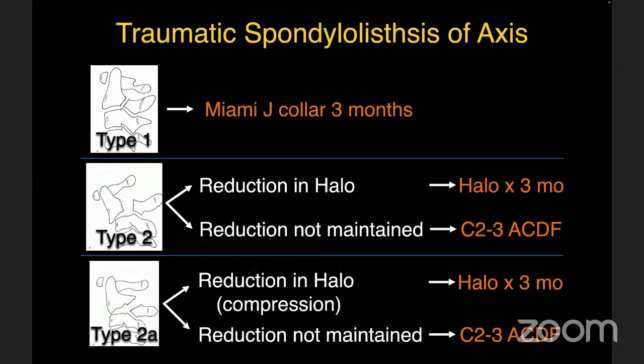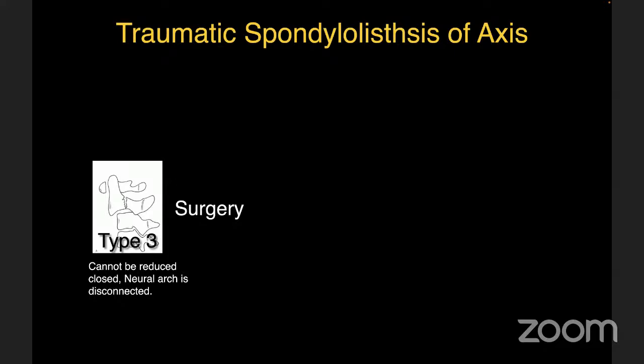The only difference here is that the reduction is in compression and the reduction is not in traction, as it usually is. The only absolute indication for surgery in hangman's fracture is a type 3, where you have a completely disrupted disc and a translated C2, C3. This cannot be treated with conservative methods.